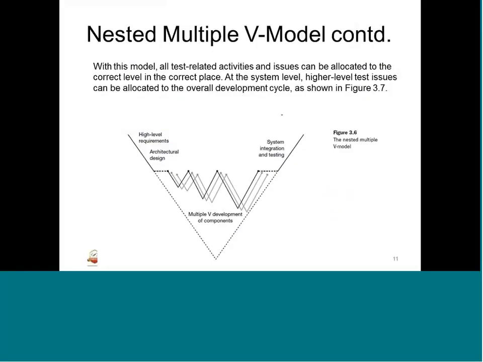So basically this is used in bigger or complex systems where we have numerous features identified for numerous components. So that is the significance of the multiple V model's applicability in terms of its nested nature.